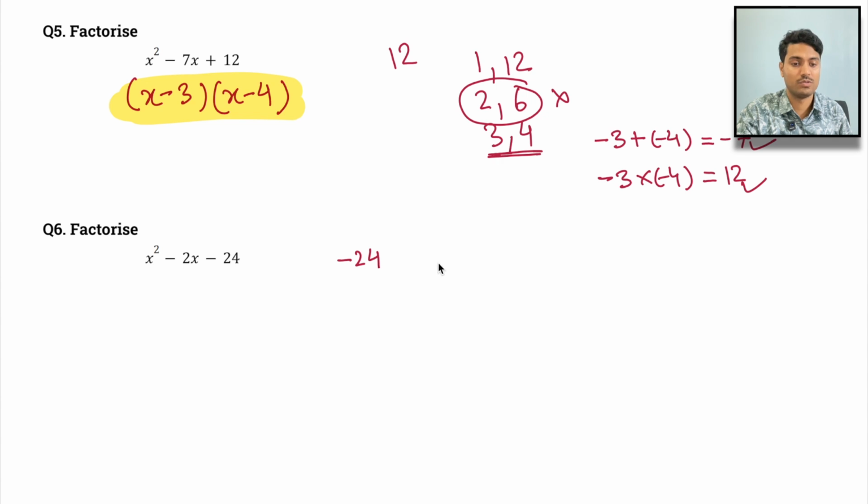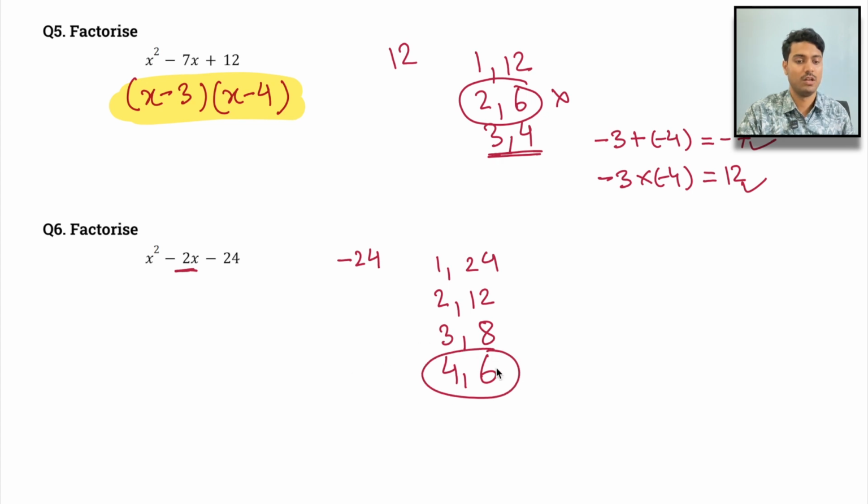List down factors of 24, that is 1 and 24, 2 and 12, 3 and 8. So now we can see which one we can use. We need 2 here, and how is that possible? What about any other combination? 4 and 6. 6 into 4 is 24. That means the only combination is 6 and 4 which is possible.